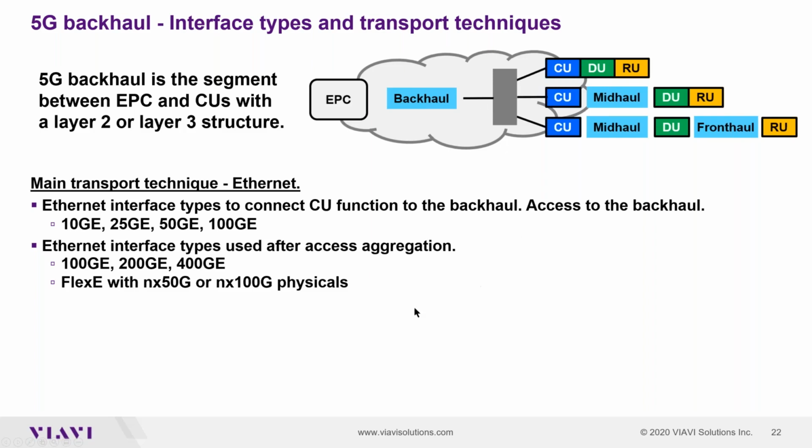These are new interfaces. And also a technology, FlexE, flexible Ethernet. It uses n times 100 gig or n times 50 gig physicals. So n times means you can have 500, 600, 700, 800 gigabit capacity as a logical interface here. This is a new technology, but it's already used, so it's available and can be part of the design of such a backhaul.